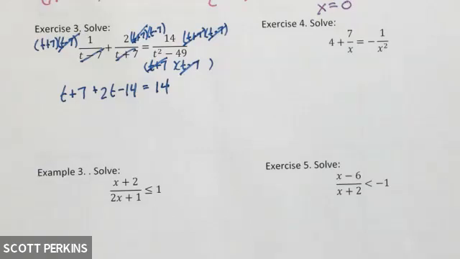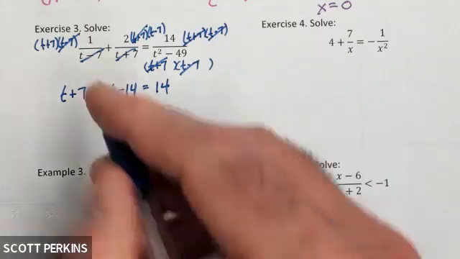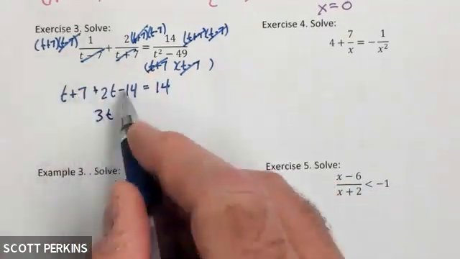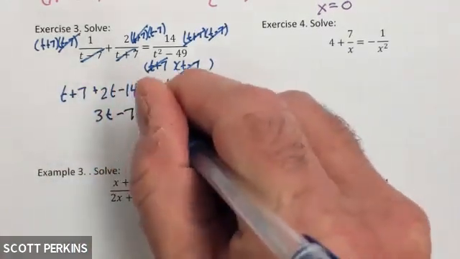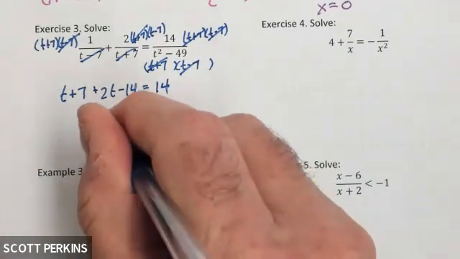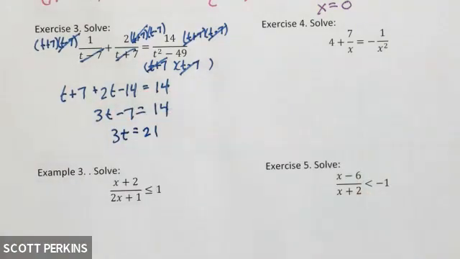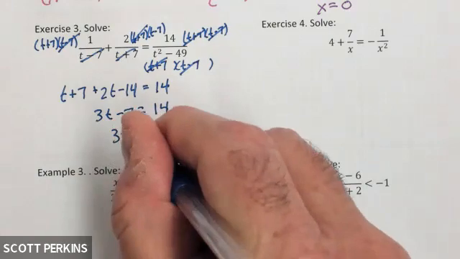Again, another linear equation, so that's great news for me. So I'll simplify the left. T plus 2t is 3t. 7 minus 14 is negative 7. I'm going to add the 7 to both sides, so I get 3t is equal to 21. And then divide by the 3, and I get t is equal to 7.